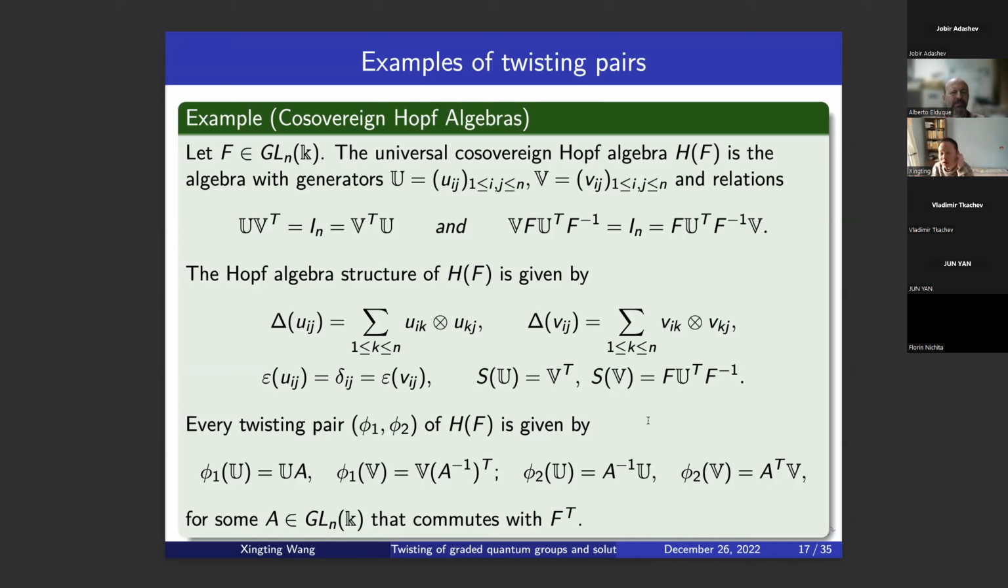The good thing about cosovable Hopf algebras is that the corepresentation has a pivotal structure, which you can use to define quantum traces. So that's another thing. In this special case, you can compute all possible twisting pairs. So phi 1, phi 2 have two generators U, V, and phi 1, phi 2 are actually given by a single matrix A that commutes with the transpose of F. So in this example, you can determine all the possible twisting pairs, just like the coordinate ring case.